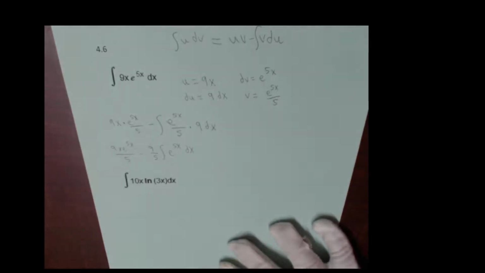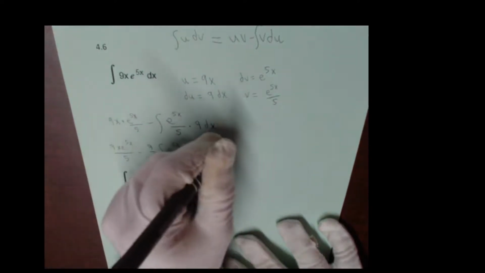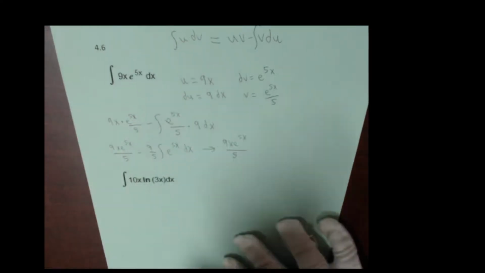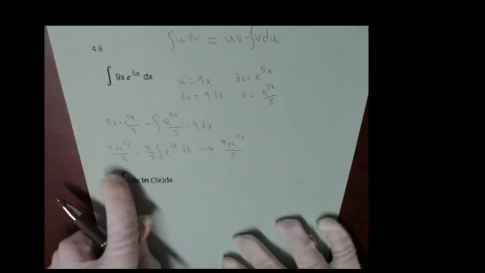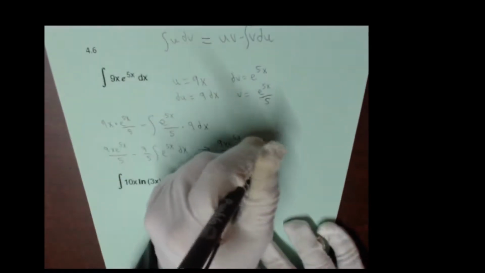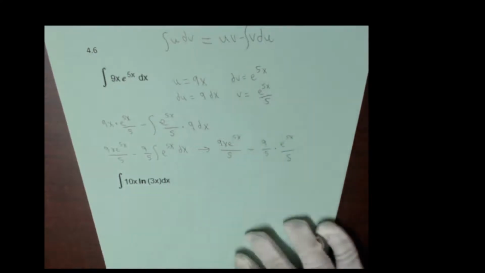And you can see that that's a much easier integral to do. And so let's do it. Again, this first term will stay the same. That's just the first term, and then the integral of e to the 5x we already did is e to the 5x over 5. So this will be minus 9 over 5 times e to the 5x over 5, like that.